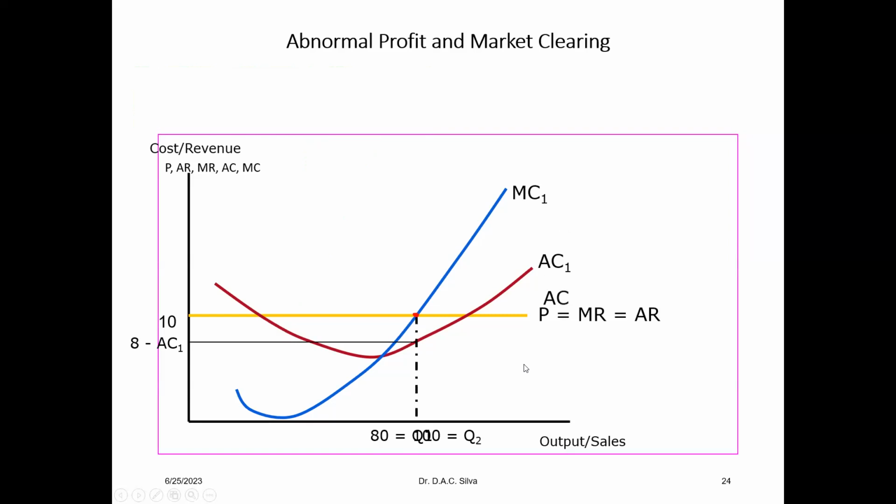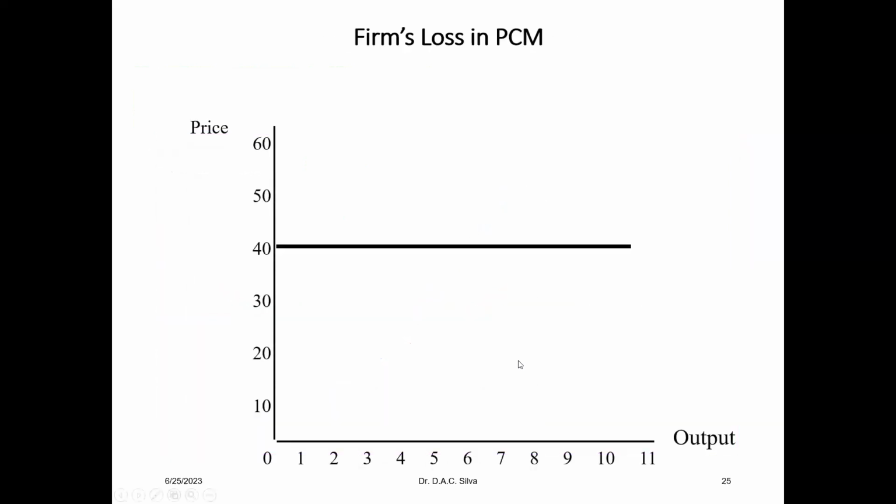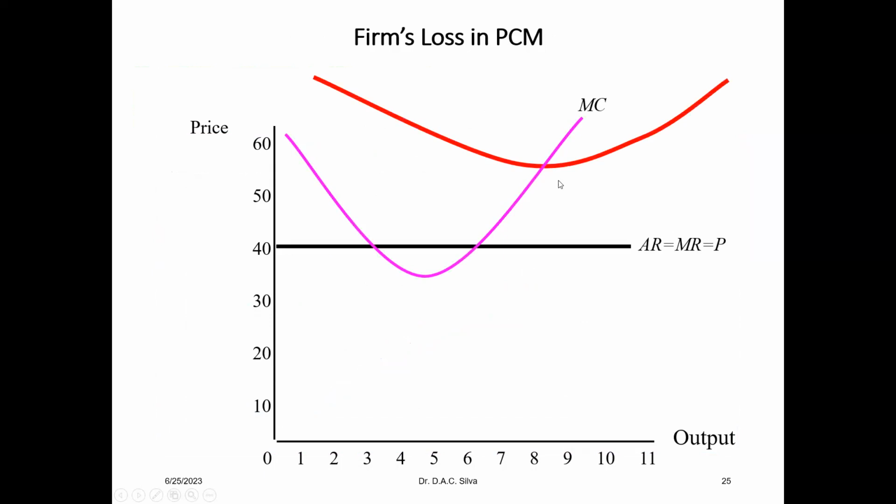A similar situation you can see in another example. If there is an abnormal loss, how can we show it? Look here. AC is higher than AR. So now we would like to calculate what the loss is. This is the point where MC equals MR. Always keep in mind that the MC equal to MR point must be found at the beginning. Now we are searching for where the AC is. AC is here.